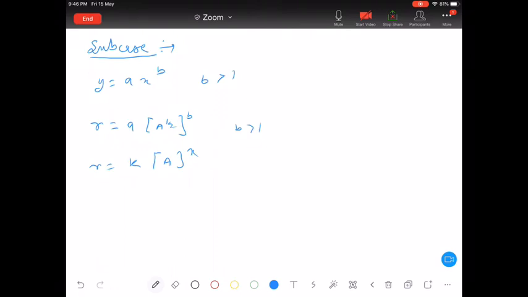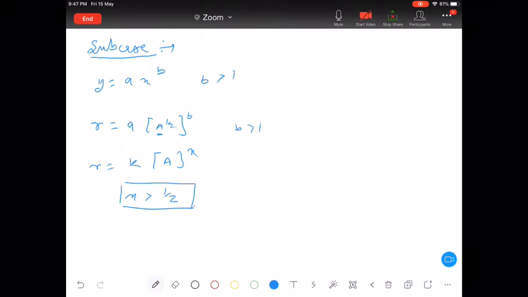Sir, what is the A to the power 1 by 2? A to the power 1 by 2 is what we have plotted on the x-axis. Is that correct? So for the order of reaction, I can say x will be greater than 1 by 2. Any confusion or any doubt?